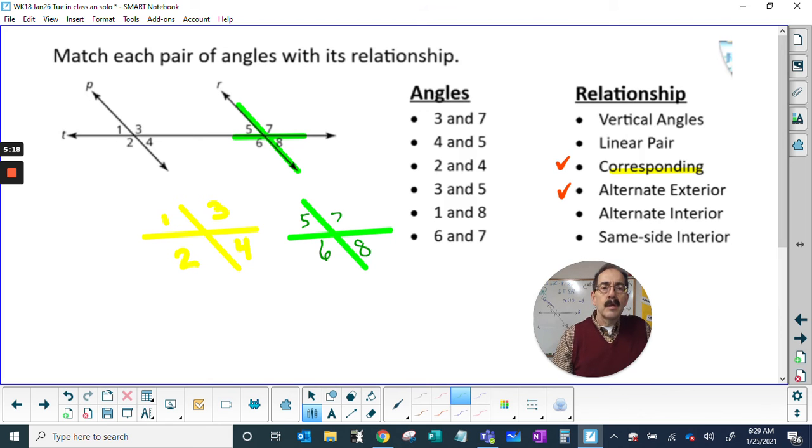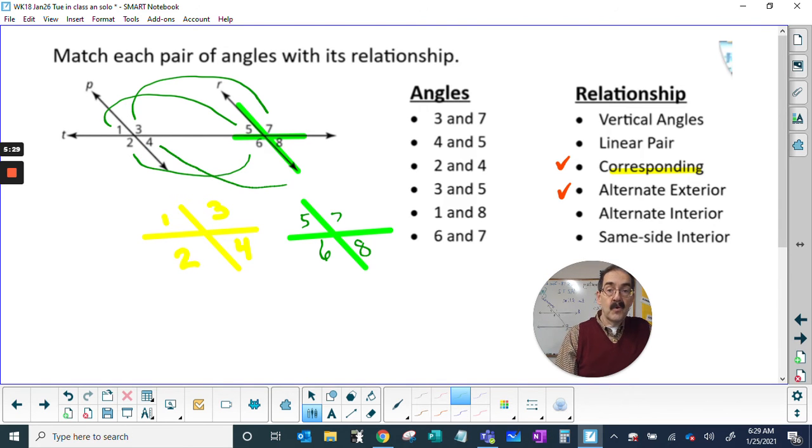So corresponding. 1 corresponds to 5. 3 corresponds to 7. 2 corresponds to 6. 4 corresponds to 8. Okay, so corresponding is usually the one that most students forget. So pause the video and write your notes for corresponding angles. Okay, and sometimes you can say translate to remember. Translate. We slid the one set onto the other set. Okay?